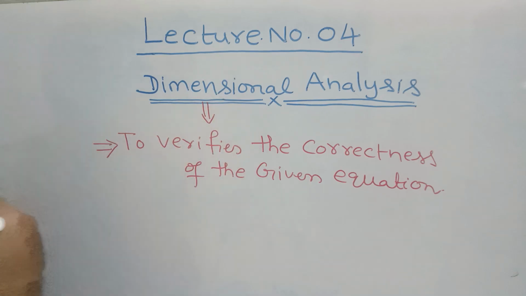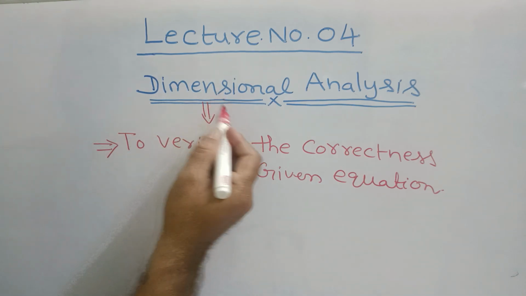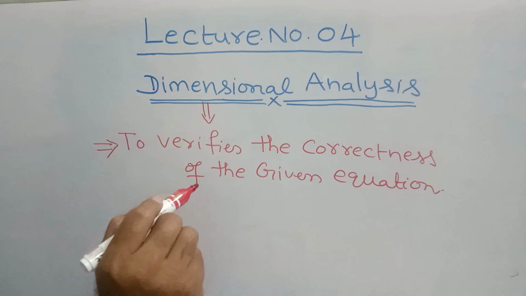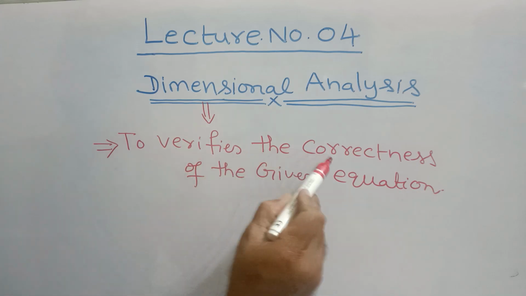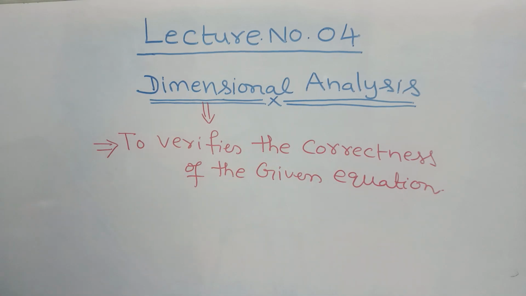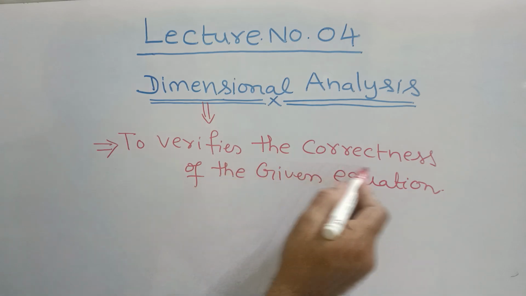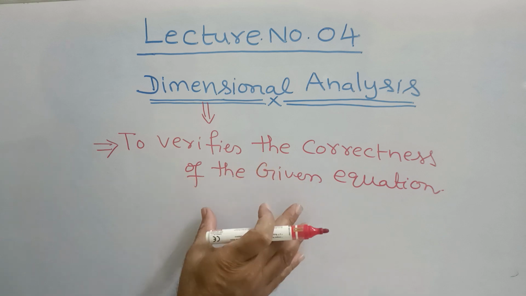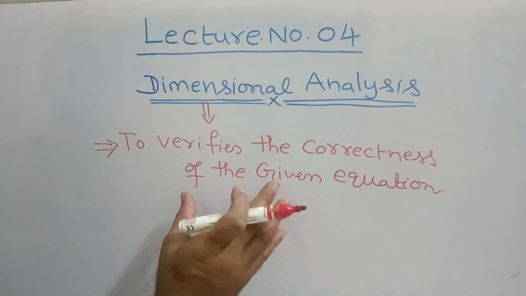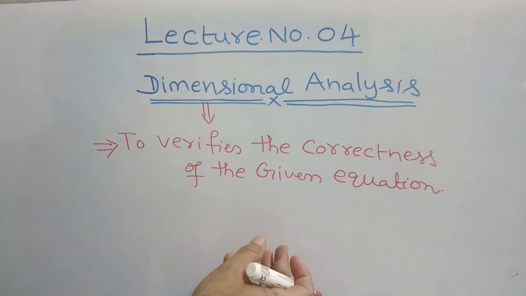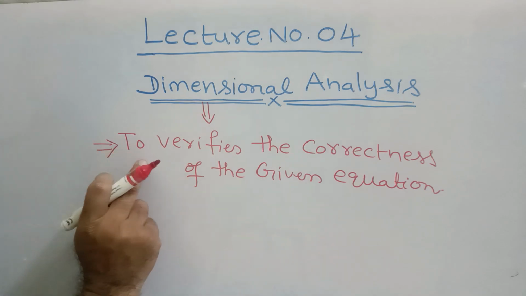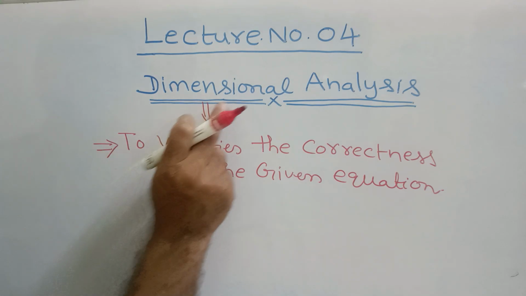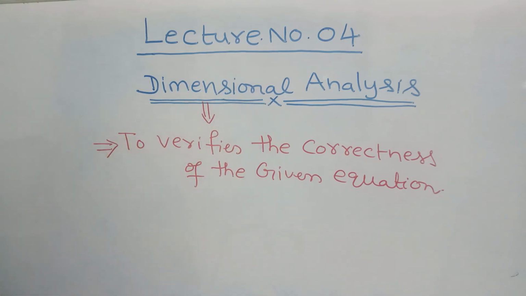It is a very important tool, or otherwise a very fundamental tool, that is to be used in order to verify the correctness of the given equation, right? So I will explain what we mean by the equation. How the correctness between the given equations will be verified, that we will see with a simple example. This is the primary objective of dimensional analysis.